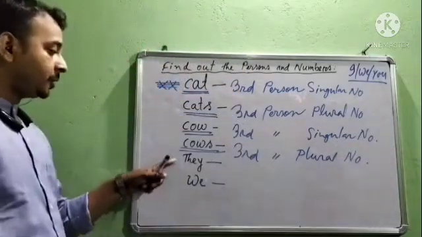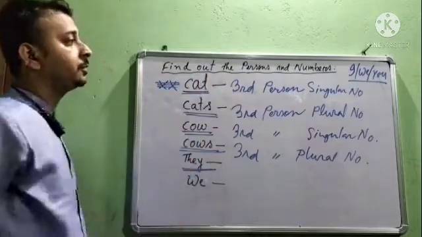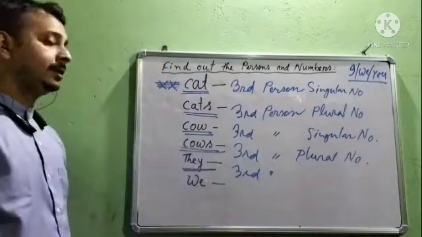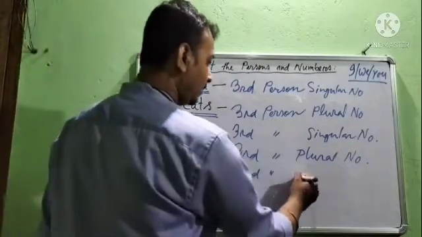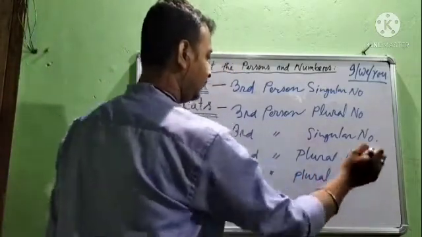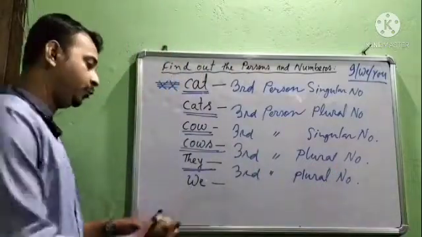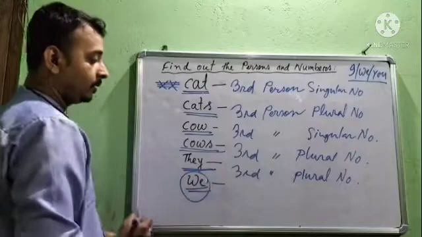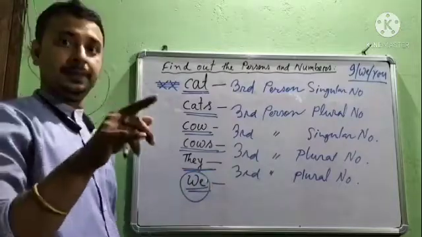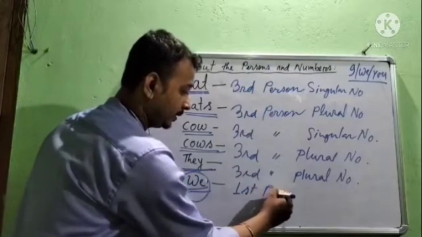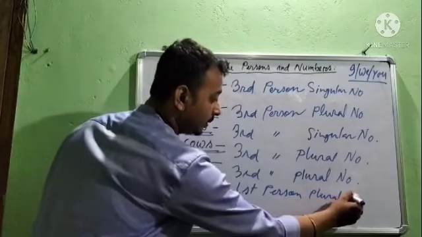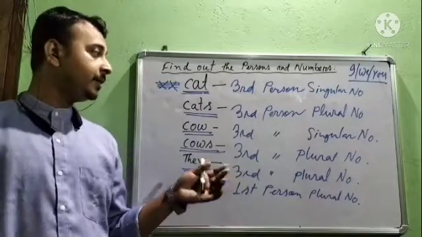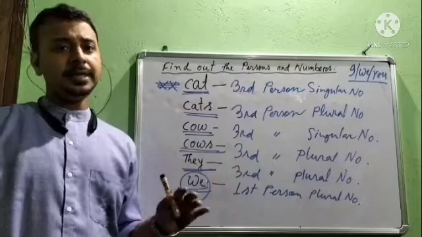Okay. Next, they. Is it I? No. We? No. You? No. So it is also a third person. When I say they, it means many people. So it is plural. Okay. Now come to the last one. It is we. Now you check this. Is it I? No. Is it we? Oh yes, it is we. And we is in the relationship table. It is given as first person plural number. So students, this is the explanation of the system that you can find out any third person singular or plural number. Okay.